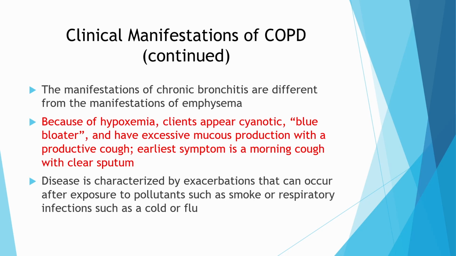The manifestations of chronic bronchitis are different from the manifestations of emphysema. So because of the hypoxemia, clients will appear cyanotic, otherwise known as blue bloaters, and have excessive mucus production with a productive cough. The earliest symptom is a morning cough with clear sputum.